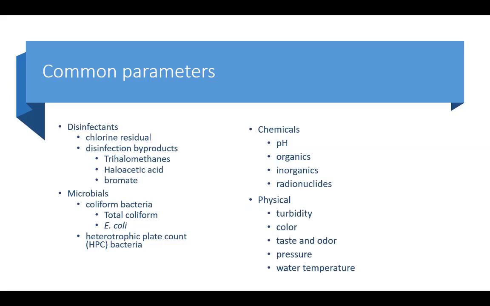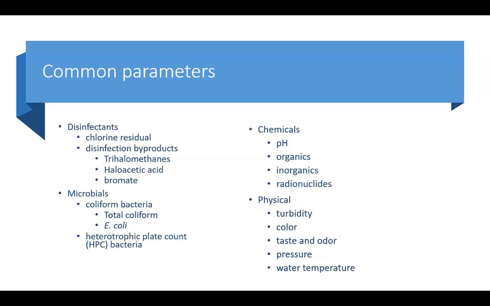We also monitor for microbials. So we monitor for coliform bacteria. These are gram-negative bacteria that are naturally occurring in the intestines of all mammalian species. So we monitor for both total coliform and also E. coli. Systems will also monitor for heterotrophic plate count, and this is just a group of bacteria that can grow on standard media. And then typically, we monitor for pH, organics, inorganics, and radionuclides.